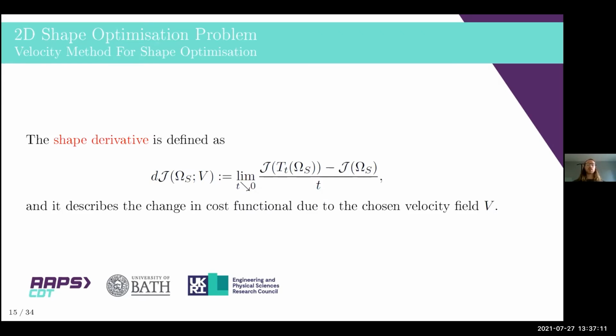So the shape derivative is defined as this. And once again, like the topological derivative, it tells us what the change in cost functional is going to be. But this time it's dependent on a velocity field V, which we would solve to find by saying, all right, we want an increase in the cost functional. We would solve to find an appropriate velocity field V.